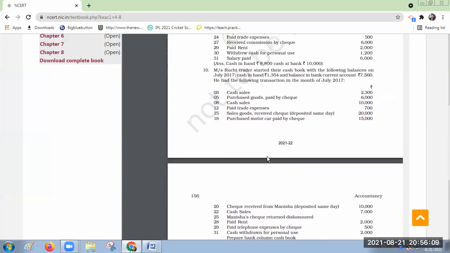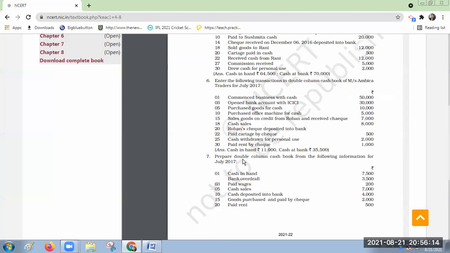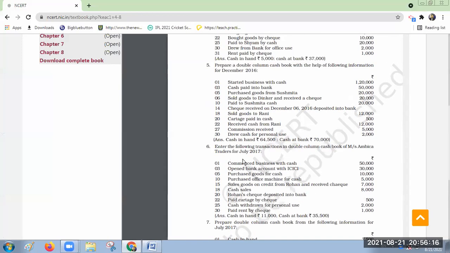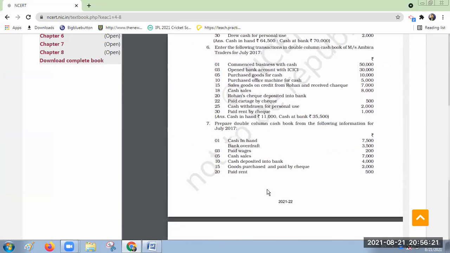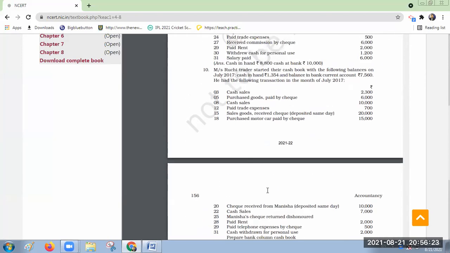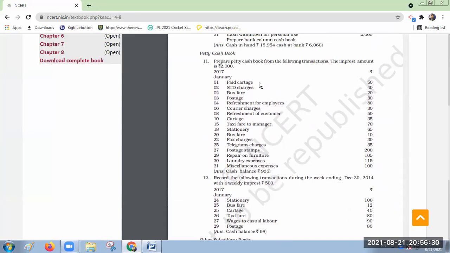So 10th, 9th, 8th, 7th, 6th. This many problems we will do, 6, 7, 8, 9, 10. How many? 5, sir. 5 problems are there. You solve them, and in the next class I will complete this petty cash book. 11th and 12th, only 2 problems are there.